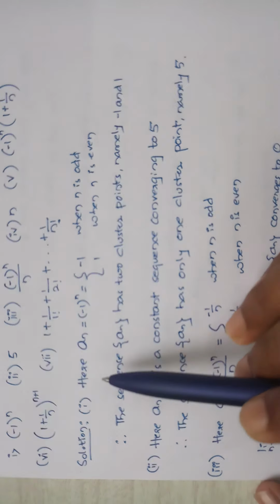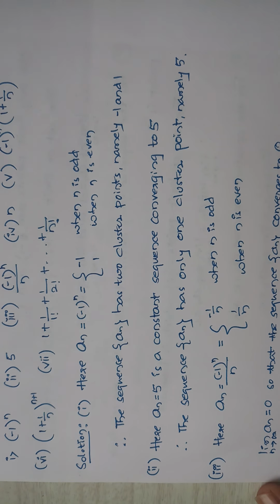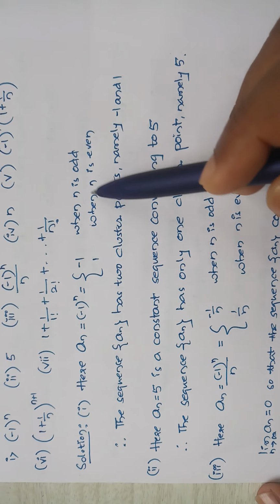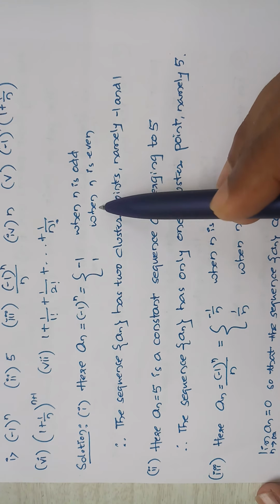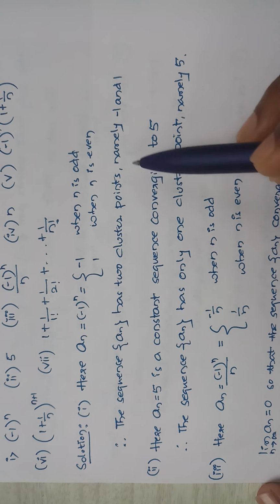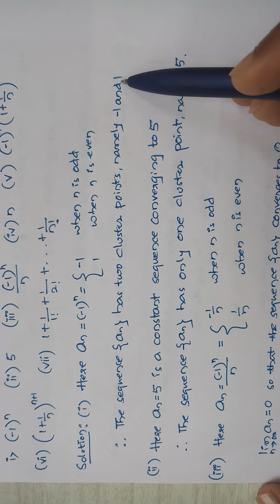Here the first example, that is a_n is equal to (-1)^n. When n is odd you get -1, and when n is even you get 1. Therefore the sequence a_n has two cluster points, namely -1 and 1.